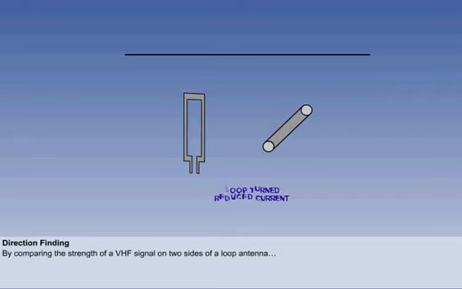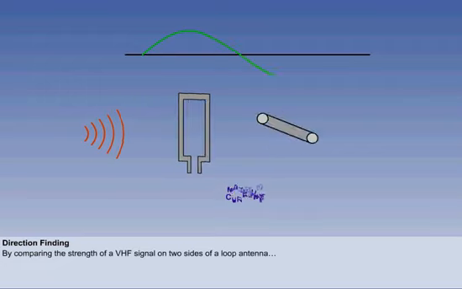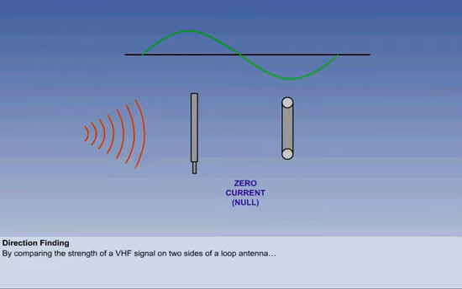We saw in the lesson on antennae that a loop antenna is used to detect the direction from which a signal is transmitting. It does this by comparing the strength of signal on the two sides of the antenna. Where there is no difference in strength, the signal is either 90 degrees in front or 90 degrees behind the antenna.